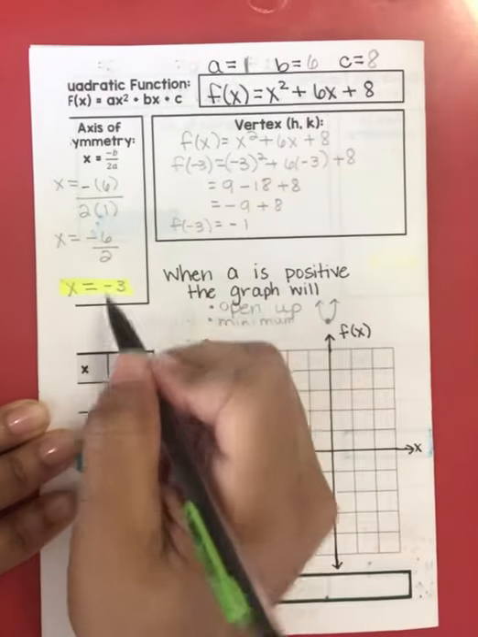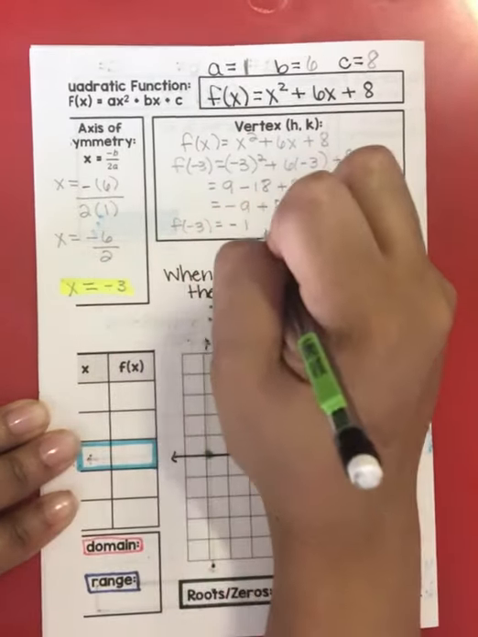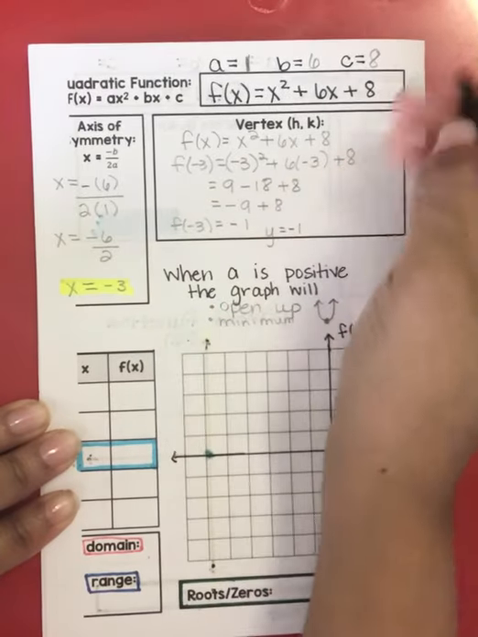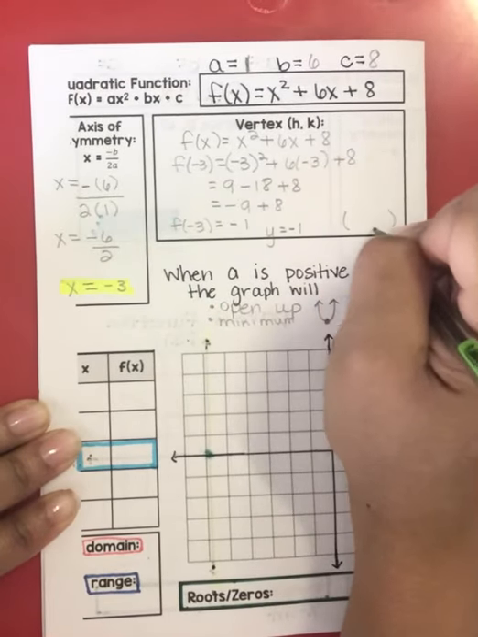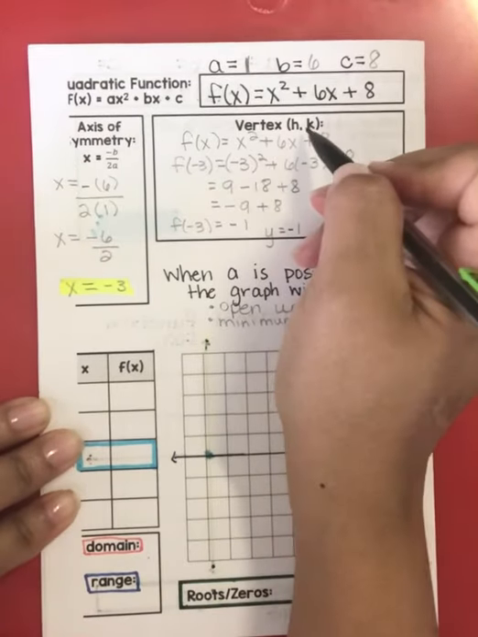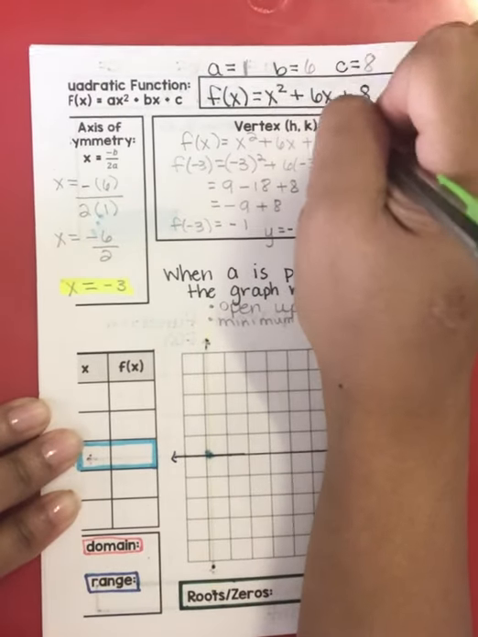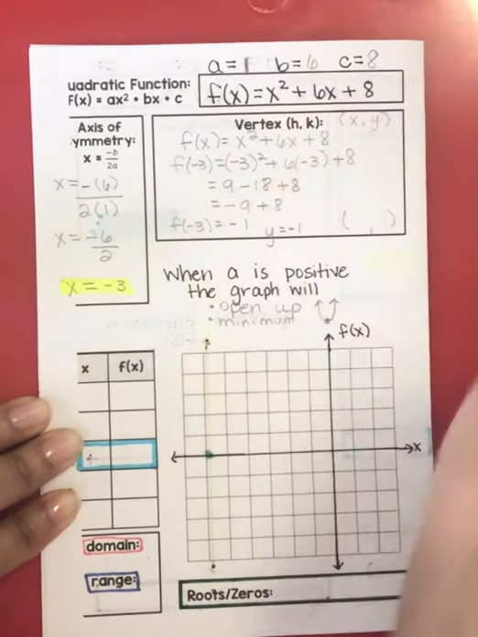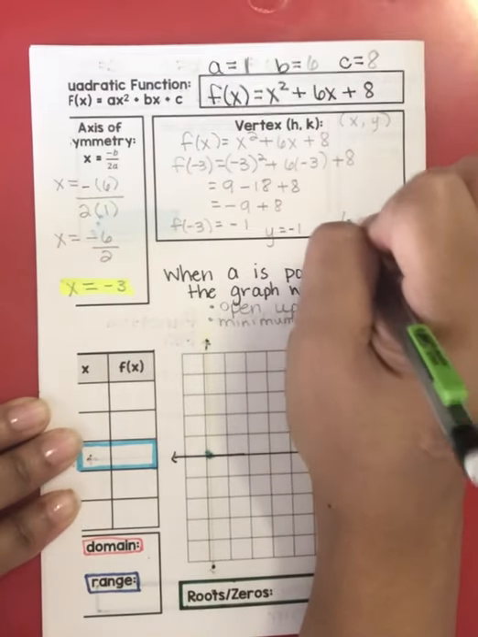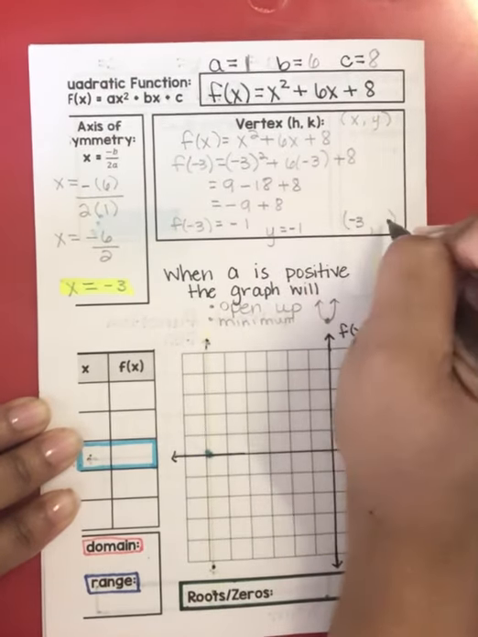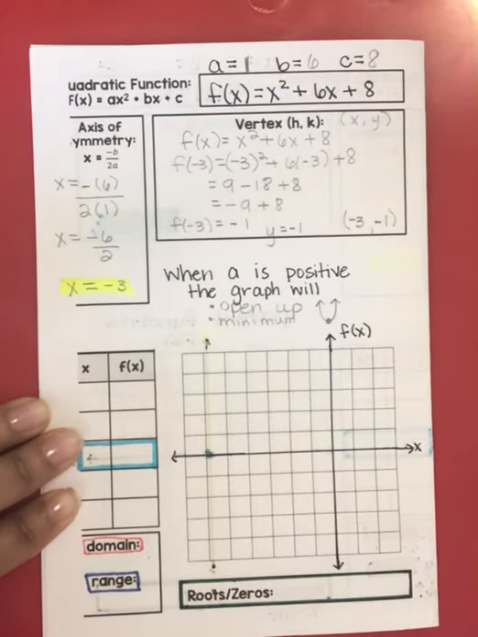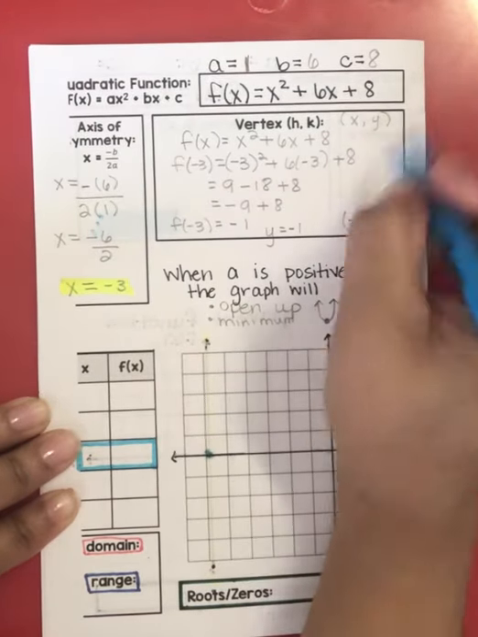So that means my x value is negative 3 and my y value is a negative 1. Now I just plug these into my vertex. Remember, (h, k) is the same as (x, y). So my x value is negative 3 and my y value is a negative 1. Now I have my vertex.